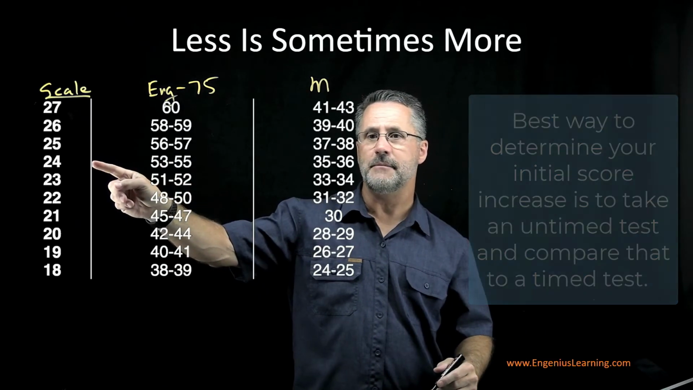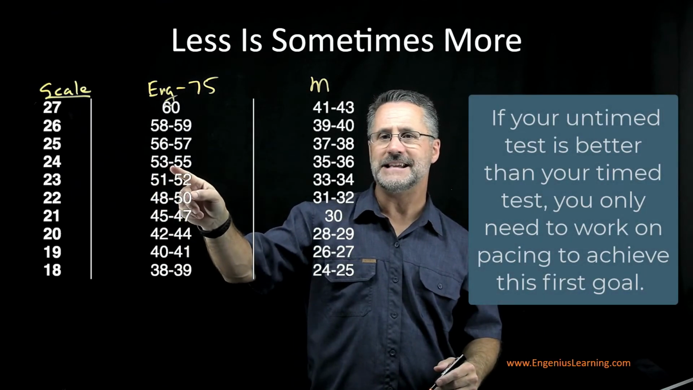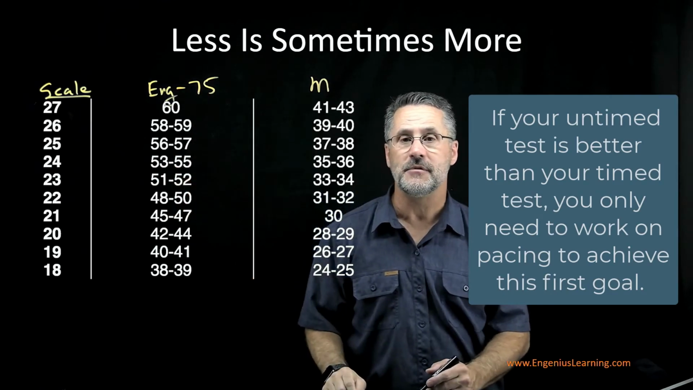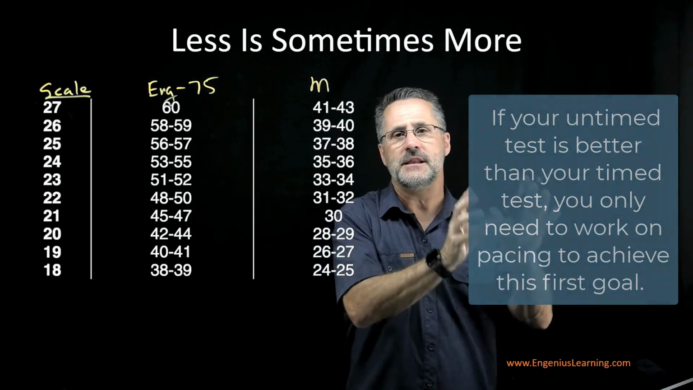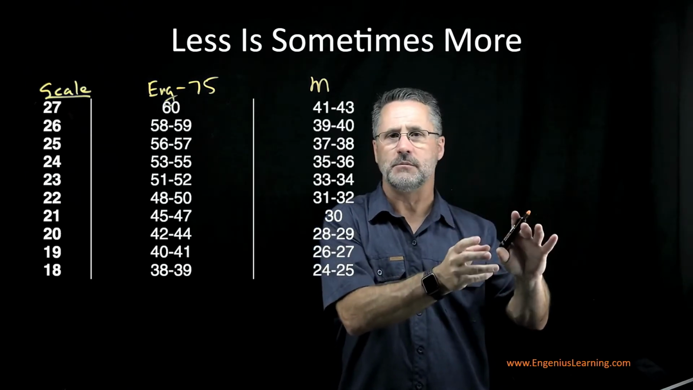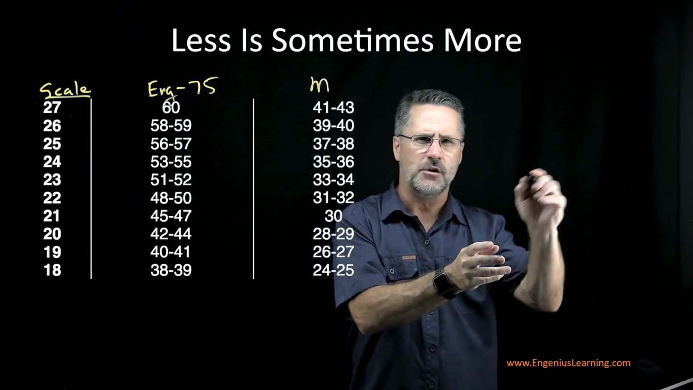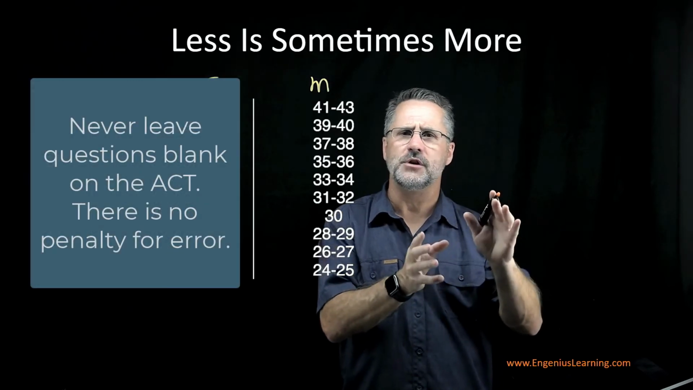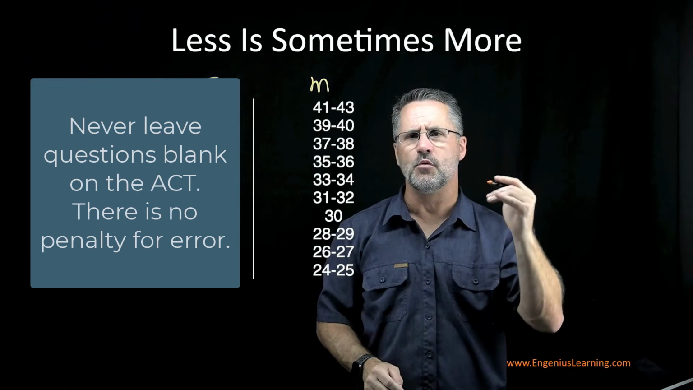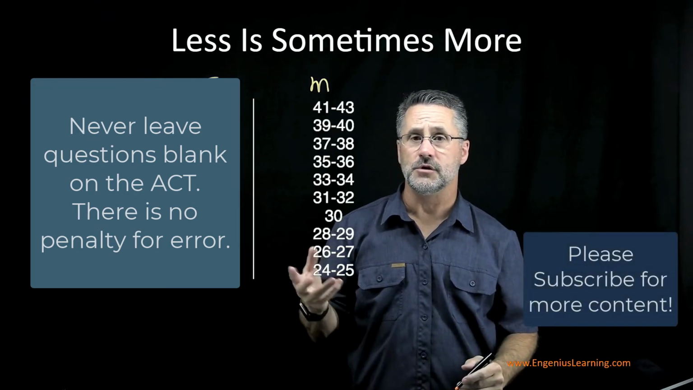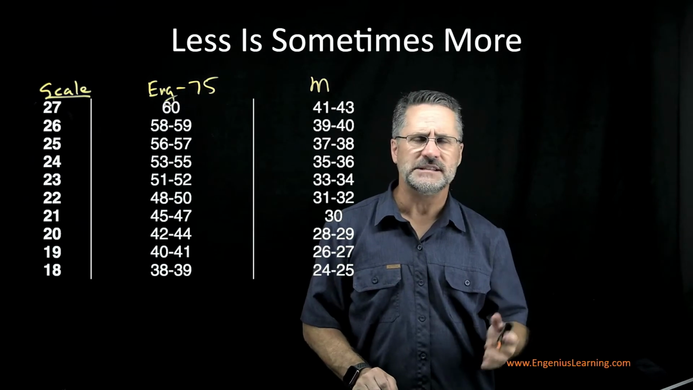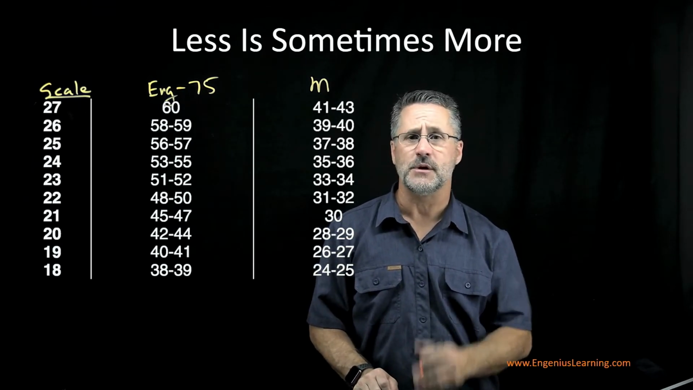So if I am aiming for a 24, look, I need to get 53 to 55 out of 75. So it means that we cannot worry about 20 problems. And we're not going to leave them blank. You always bubble them in because there's no penalty for error on the ACT. But what you're going to do is pace yourself more appropriately so that you're going to spend the time necessary to get a problem right. So what's the sense in spending 45 seconds on a question to miss it?